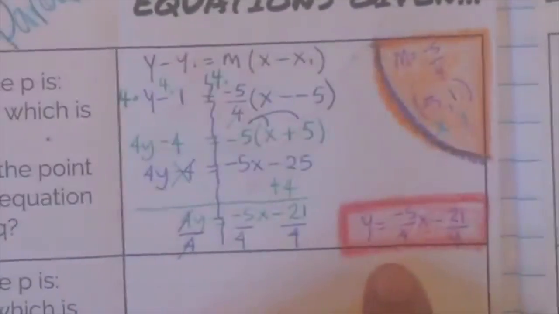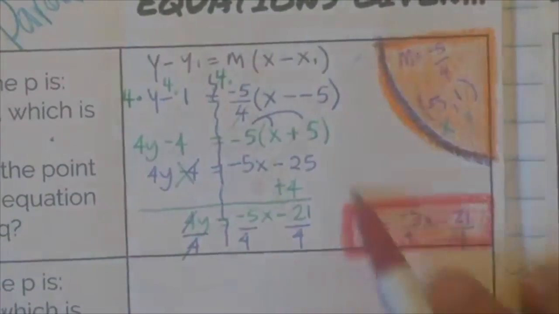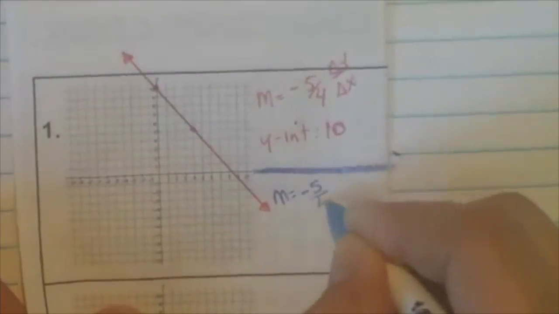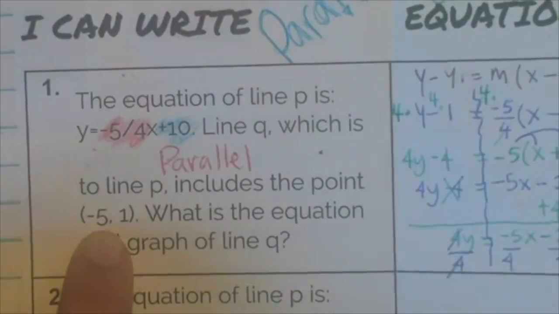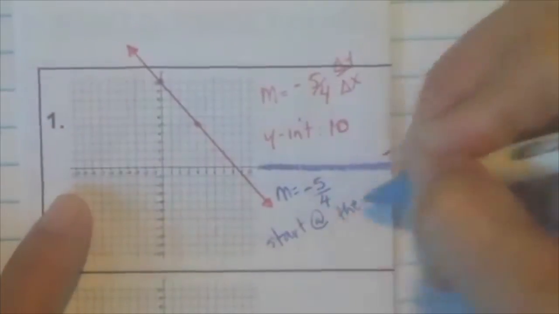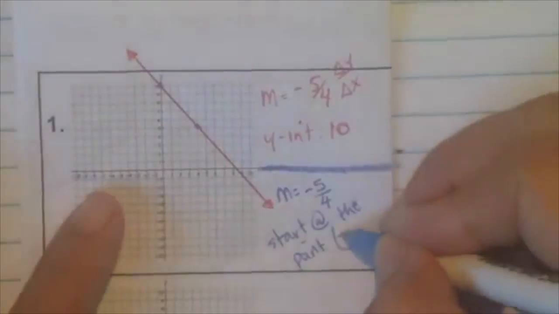All right, line parallel to that. So it's the same slope, which is negative 5 over 4, as you can see. This is a listening check. Put a circle around 1. And the y-intercept, we found it to be... Or actually, you can just start at that point, negative 5, 1. So start at the point negative 5, 1.